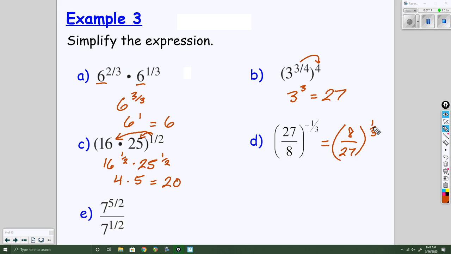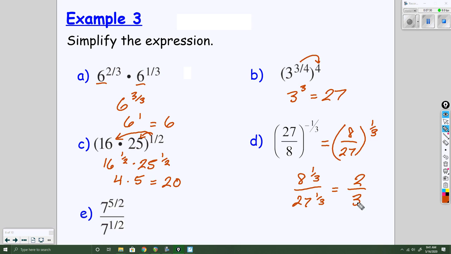Now we've got to apply that exponent to both the numerator and denominator. So 8 to the 1/3 is just the cubed root of 8, which is 2. 27 to the 1/3 is the cubed root of 27, which is 3.